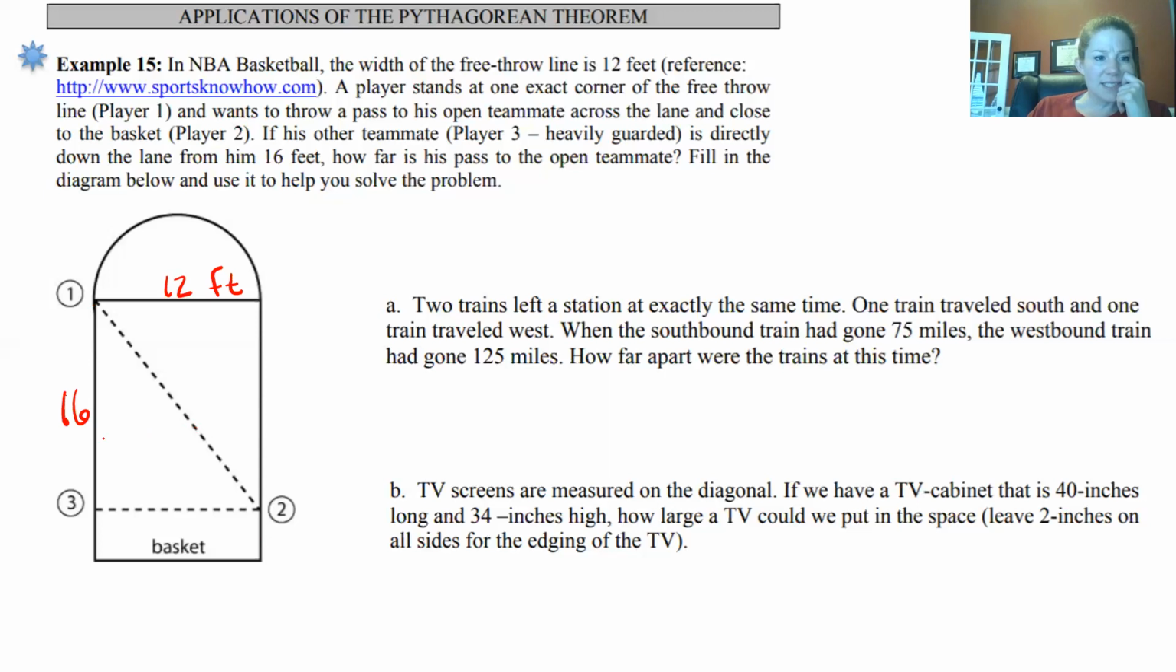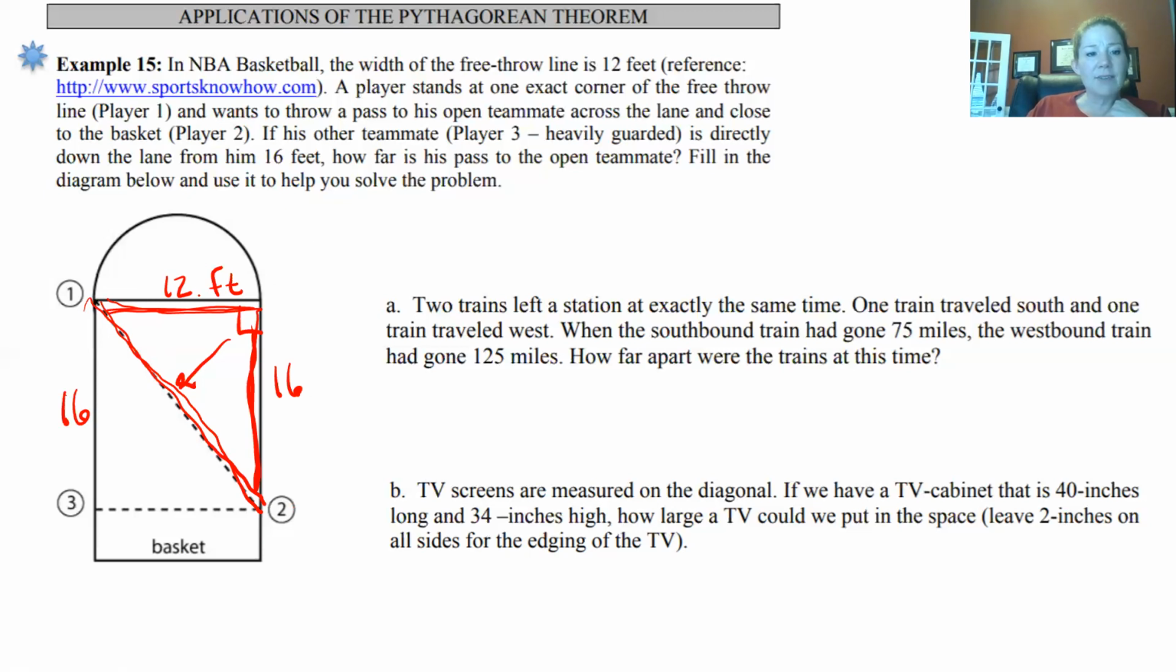Well, if this is 16 feet, that means this side has to be 16 feet, right? And it wants to know how far this pass is going to be. Well, if you look at this, this looks like a right triangle. And it wants us to find the, what's it called? Hypotenuse. So since this is a right triangle, we can figure out the length of this diagonal.